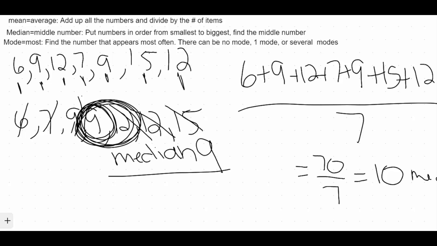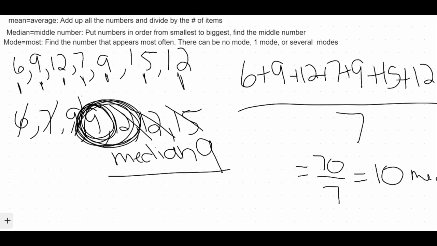So mode is the number that appears the most. So you have to take a look at your list and see, well, what numbers repeat? Because you might have a few of them that repeat. Now, when it comes to the mode, you're going to have a few different situations depending on your list.